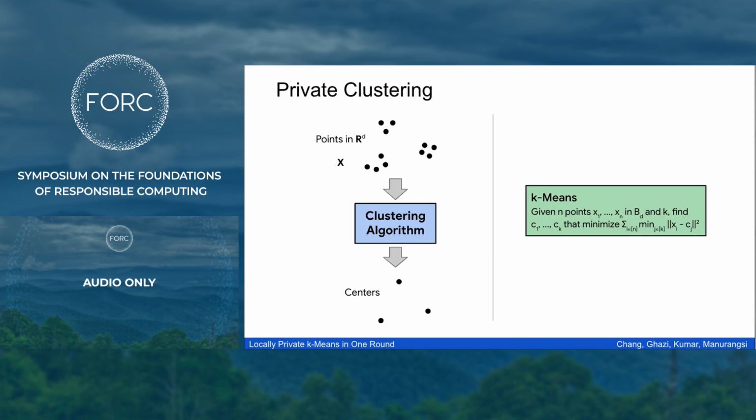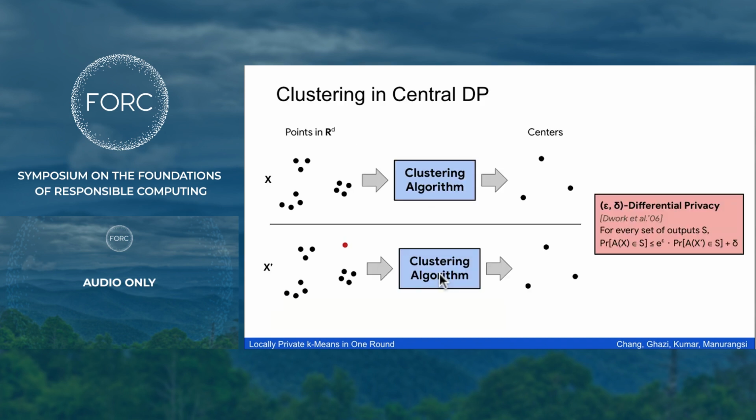For the purpose of achieving additive error in differential privacy, we will also have to assume that the input points belong to the unit ball, which we denote here by B_d. There are two popular models in differential privacy. The first is the more relaxed central model, where the clustering algorithm is allowed to see the raw input points. And the only restriction here is that the output set of centers is differentially private.